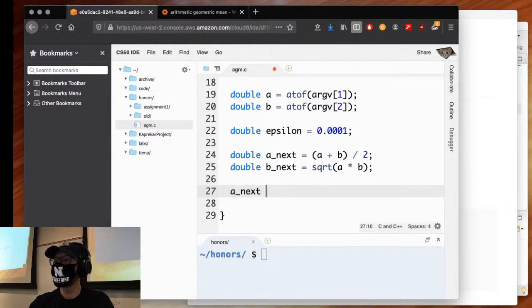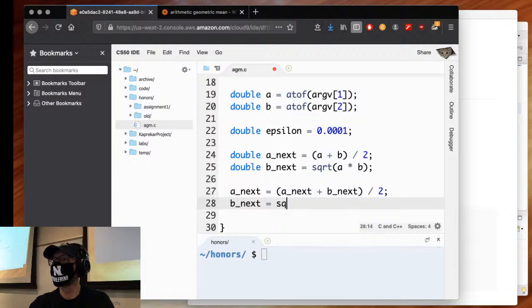A next is equal to the previous value, A next plus B next divided by 2. B next is equal to square root of A next and B next.